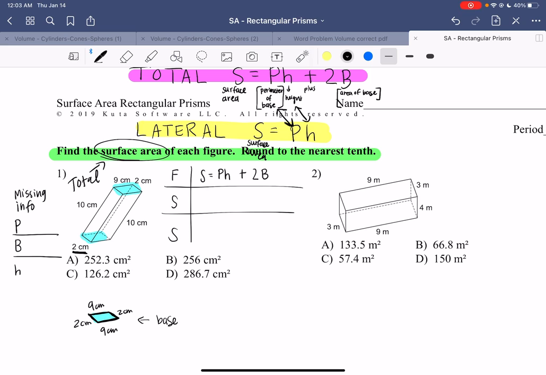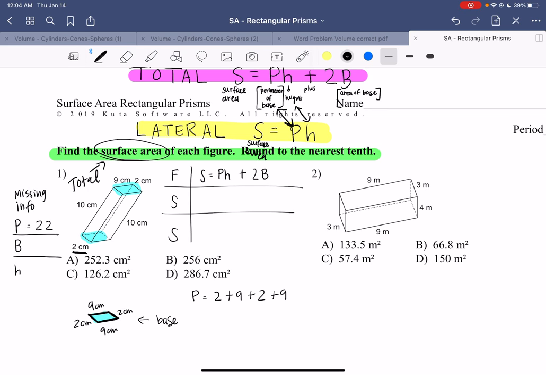So in order to find the perimeter of the base, we're going to add them all up. So capital P equals 2 plus 9 plus 2 plus 9. What I'm doing is walking around the perimeter of my rectangle. So we can then add that up. 2 plus 9, 9 plus 2 is 11. 11 plus 11 is going to be 22. So this is going to be 22.